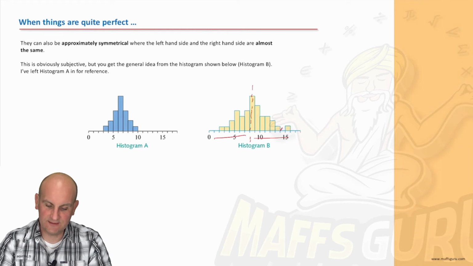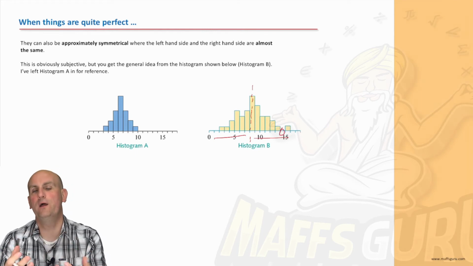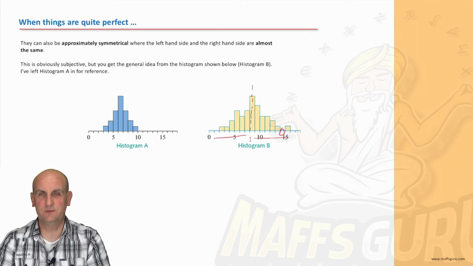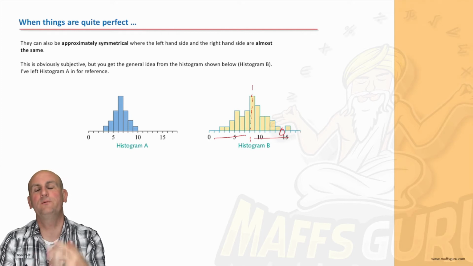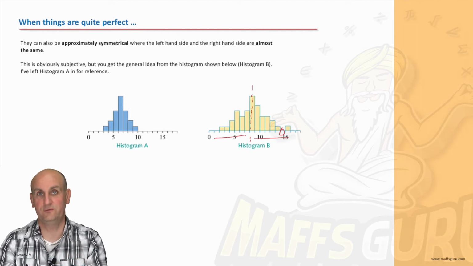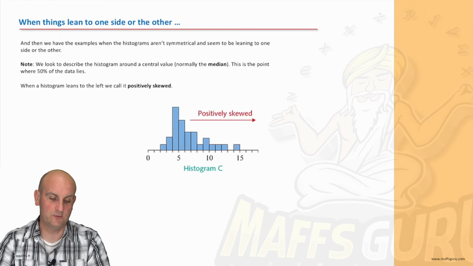Yes, there's a little bit missing here, but on the whole, it's the same. It's a bit of a judgment call, yes? Trust me, you will be able to see from graphs when they're not symmetrical. So don't worry too much about it in this particular course.